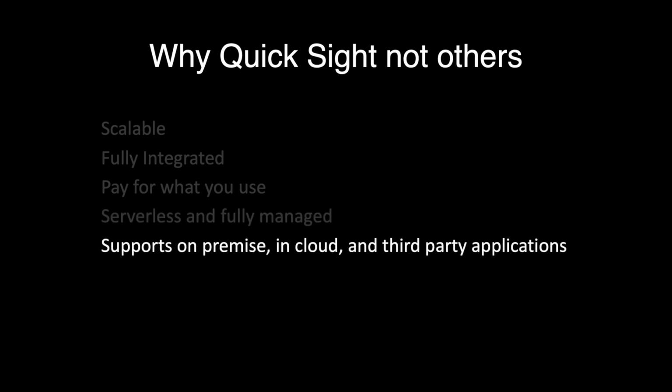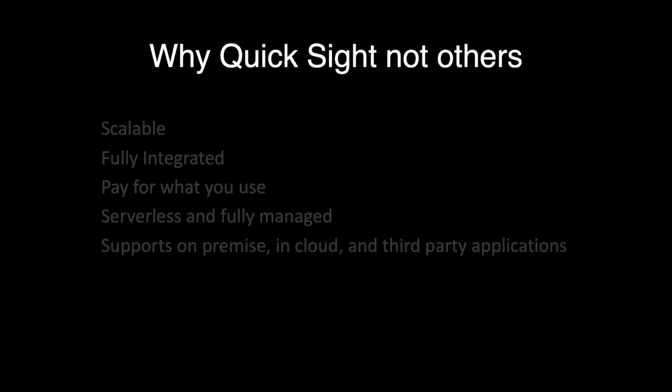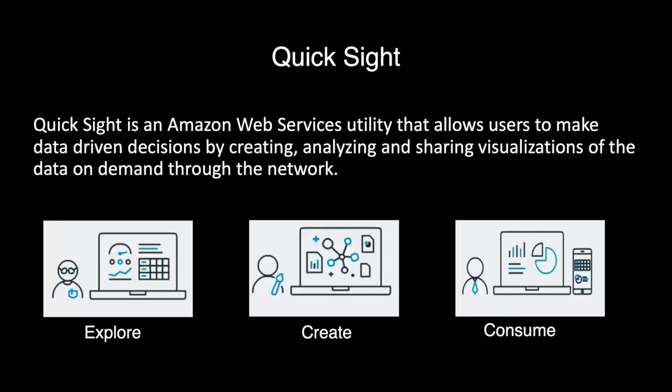Finally, it supports on-premise data, at the same time third-party cloud data, and also third-party applications like Adobe Cloud and Tableau or any other thing. We can take data from any other sources and use it. QuickSight is an Amazon Web Services utility that gives business intelligence for data-driven decisions by creating the data, analyzing the data, and visualizing the data. So we do exploration, creation, and consumption.